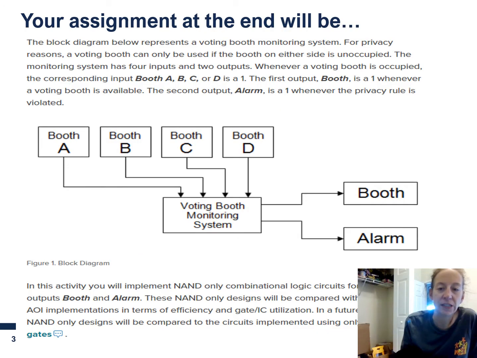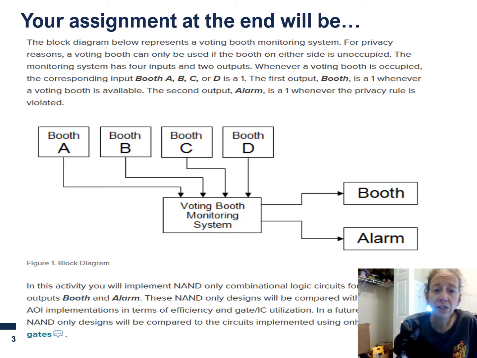This is what your assignment at the end is going to be, just to give you an overview so you know where we're heading with this. So the block diagram below represents a voting booth monitoring system. So here we have our booth monitoring system here. For privacy reasons, a voting booth can only be used if the booth on either side is not occupied. So booth A can only be used if booth B is not used. Booth B can only be used if A and C are both vacant, and so forth.